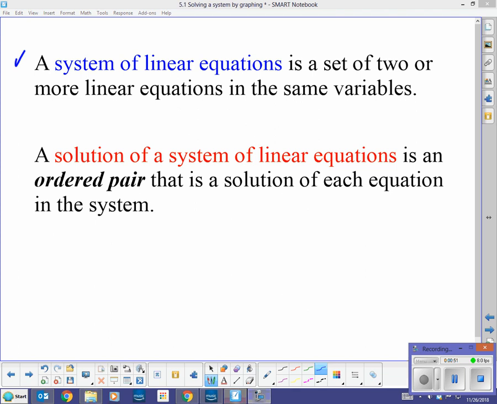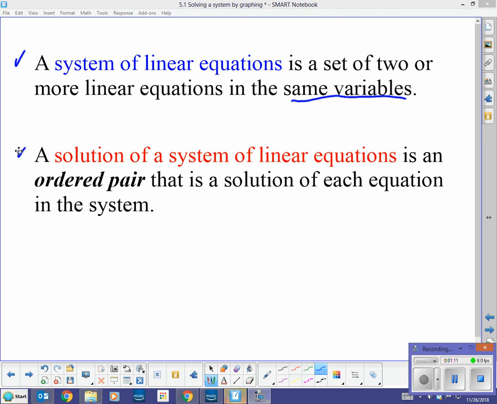First of all, what is a system of linear equations? Well, it is a set of two or more linear equations in the same variables. So this is important. And typically what we'll be dealing with is two linear equations with two variables, x and y. Two equations, two variables.